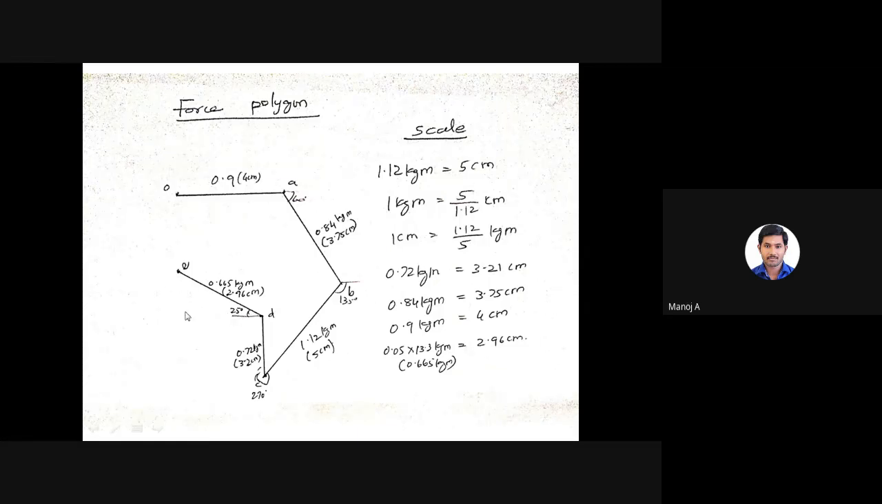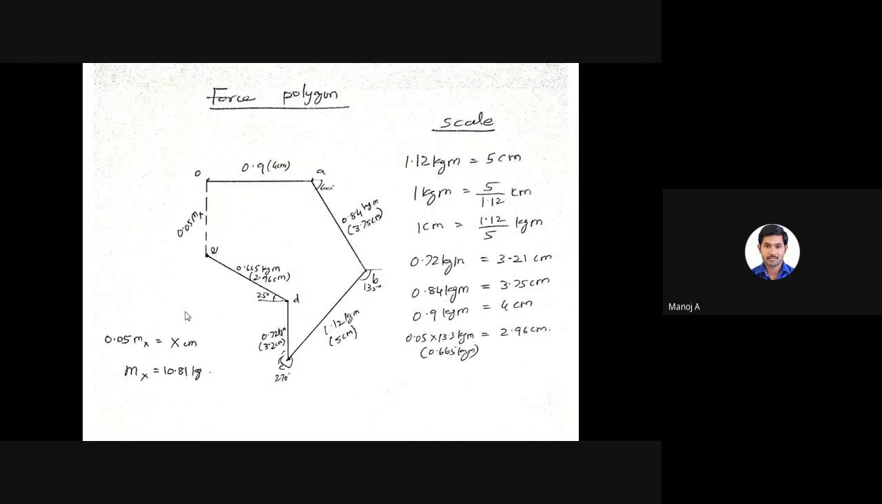Finally, what is the unknown value my? So you join it, you will get the mx or my, I think. So 0.05 mx is equal to something, so that you will get the unknown of mx. So I think it is my. So you'll get the my as 10.81 kilogram. So this is the final answer.